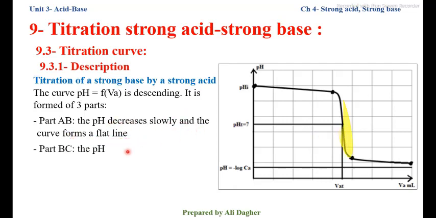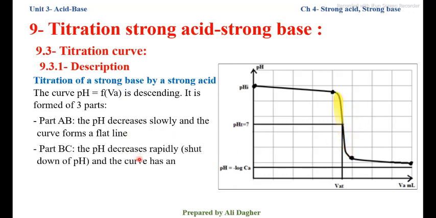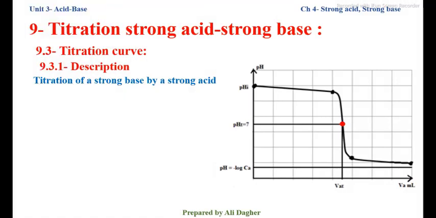Part BC, the pH decreases rapidly, we have a drop of pH, and the curve has an inflection point, which is the equivalence point. Then this is part AB, this is part BC, and here we have the equivalence point, this is part CD. A, B, E, C, D.